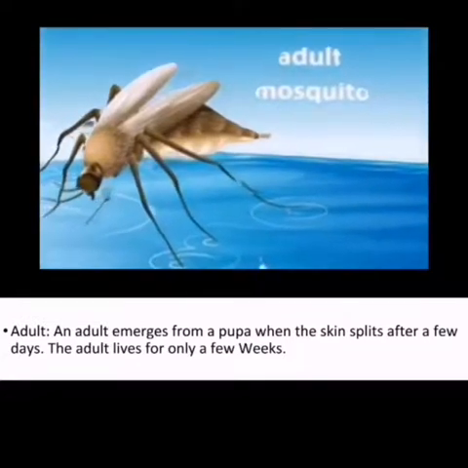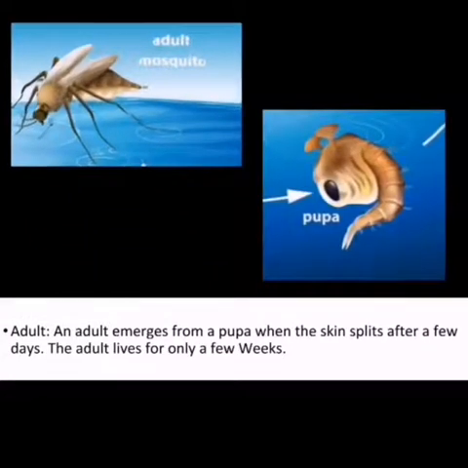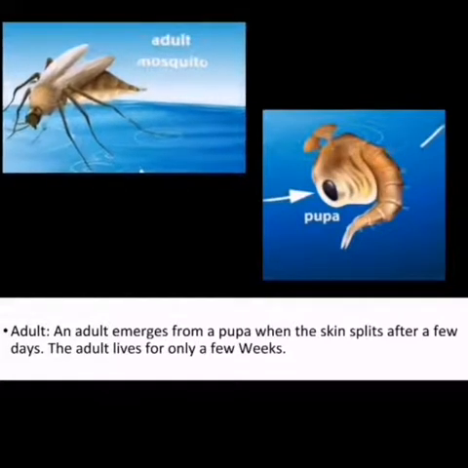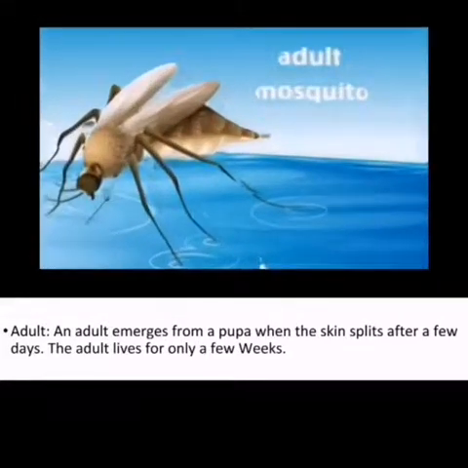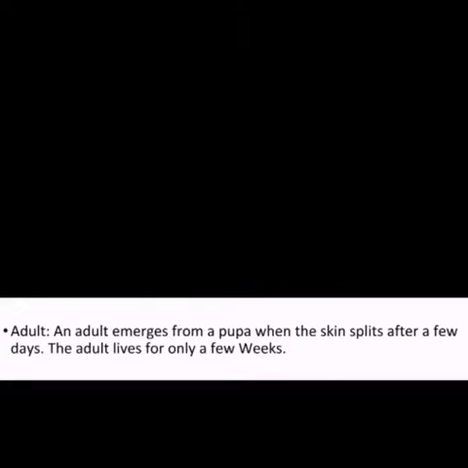Adult. An adult emerges from a pupa when the skin splits after a few days. The adult lives for only a few weeks.